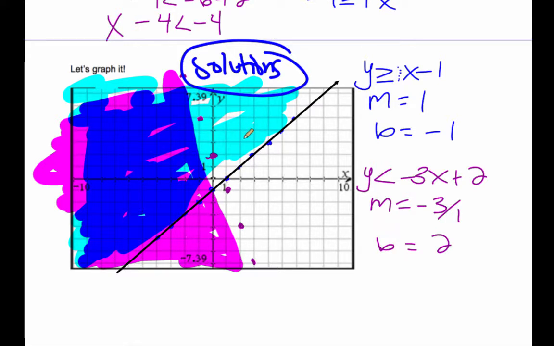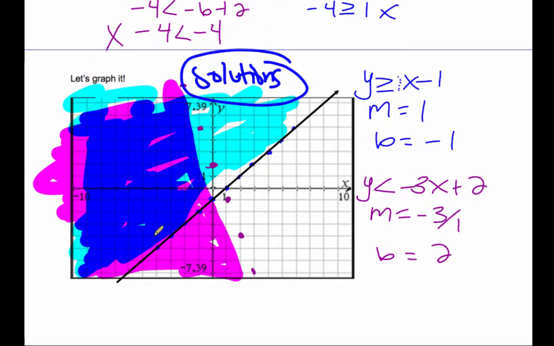This light blue, those are solutions for this inequality, but not for this one. And vice versa, the purple works for this one, but not for that one. So it has to work for both. What are some solutions to this inequality?